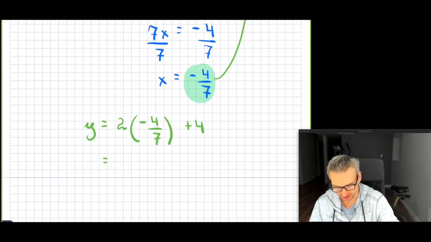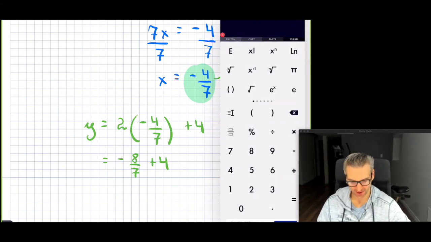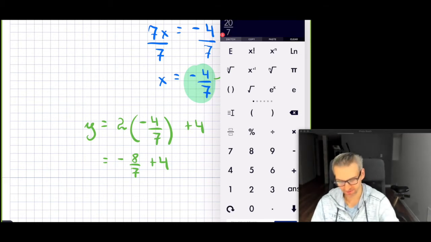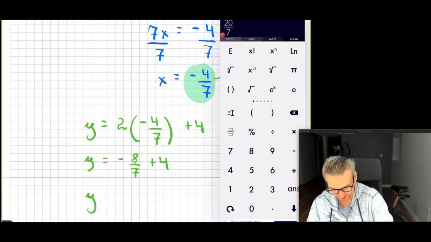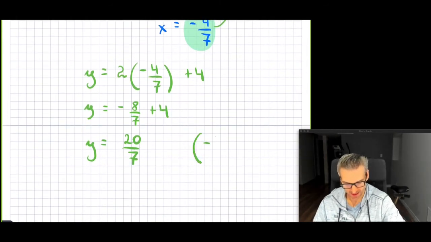So this would have been negative 8 over 7 plus 4. Once again, I can just do that directly. I have negative 8 over 7, and then plus 4 equals 20 over 7. So y is equal to 20 over 7, and now my point of intersection is negative 4 over 7 and 20 over 7.